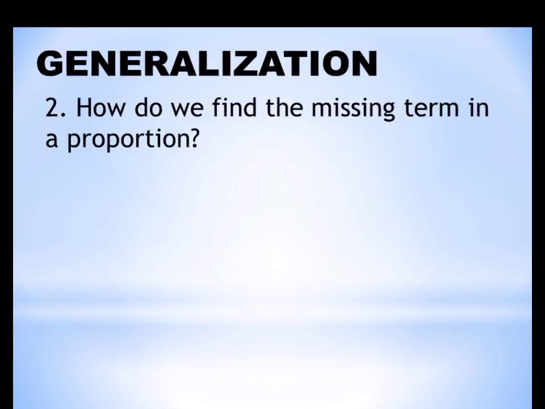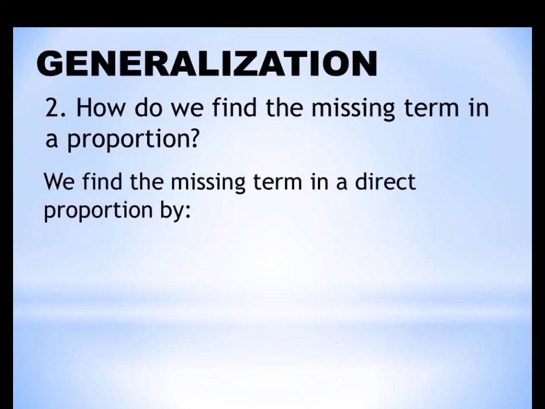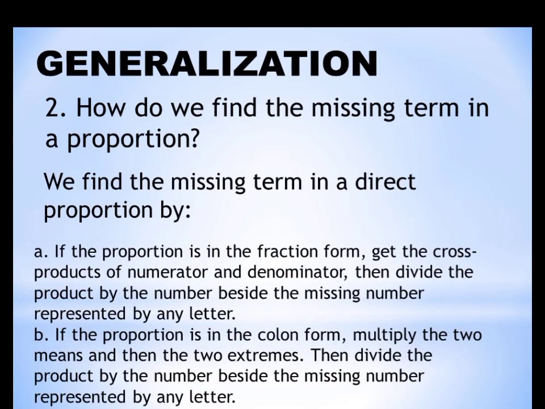How do we find the missing term in a proportion? We find the missing term in a direct proportion by: A. If the proportion is in the fraction form, get the cross products of numerator and denominator, then divide the product by the number beside the missing number represented by any letter. B. If the proportion is in the column form, multiply the two means and then the two extremes. Then divide the product by the number beside the missing number represented by any letter.